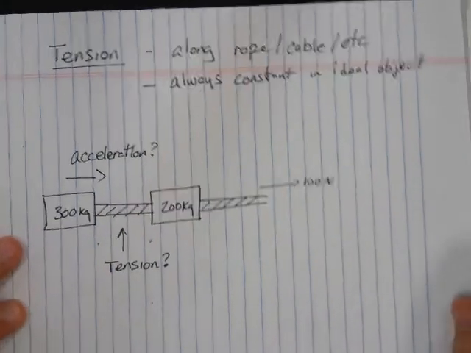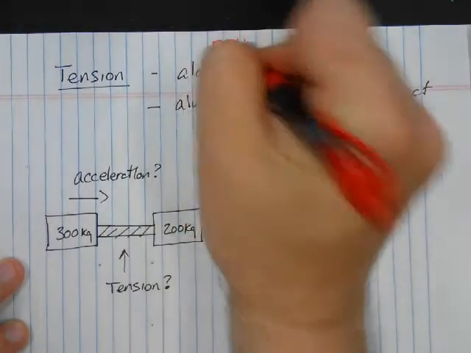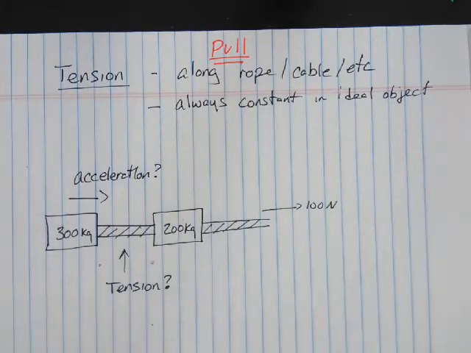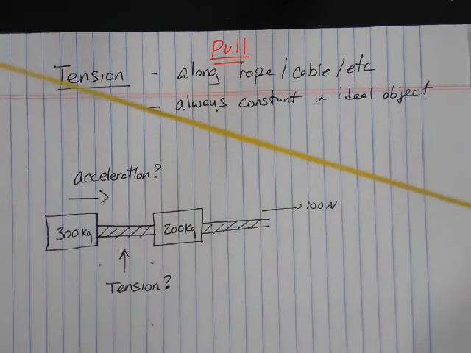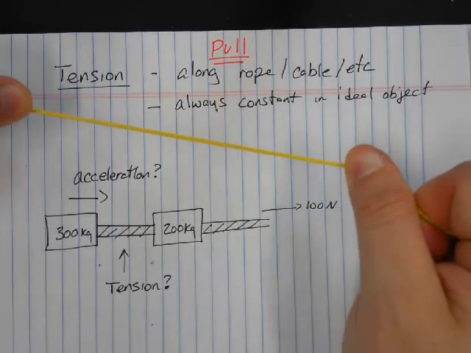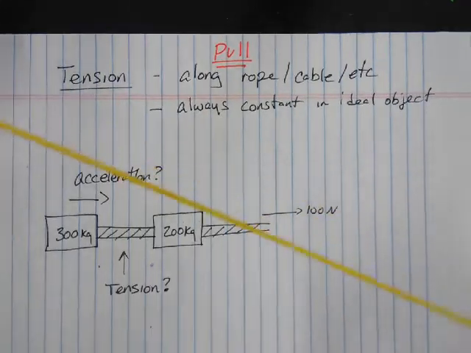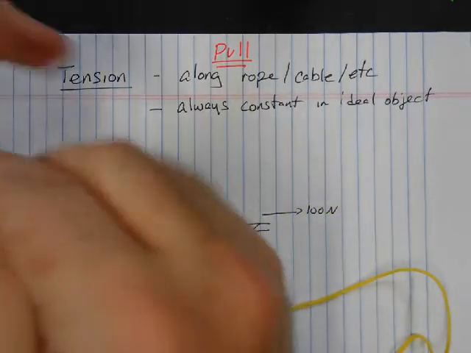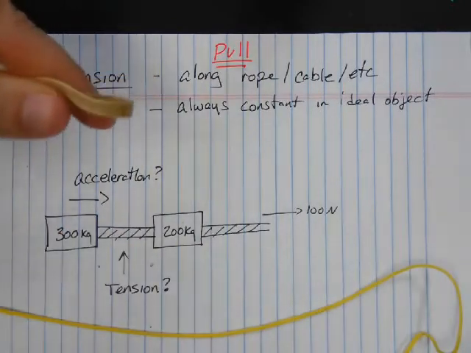That's important, I got to put that in. It is a pull. Any sort of pulling force that's along something that could stretch, like a rope or a cable or a ligament. And we're going to pretend that it's constant throughout an object. All right. So if we have one rope, then the tension in it is constant. Now, we could have two, right?